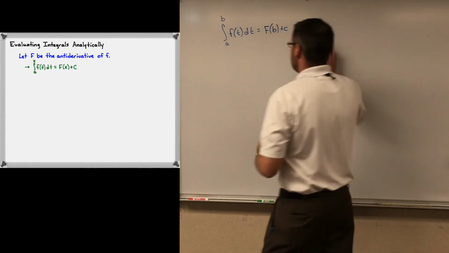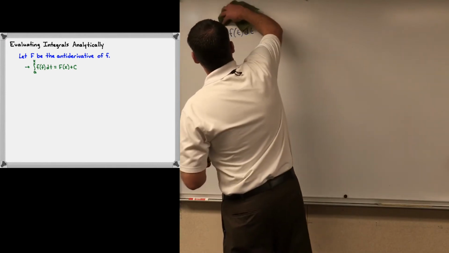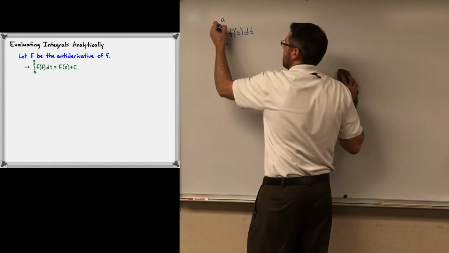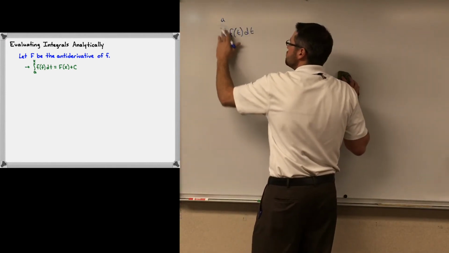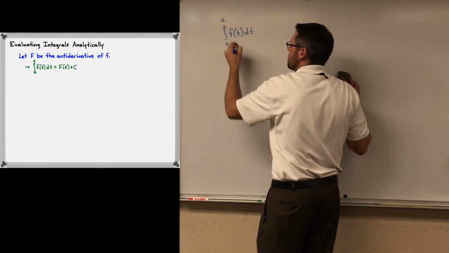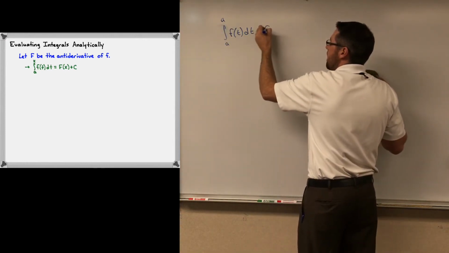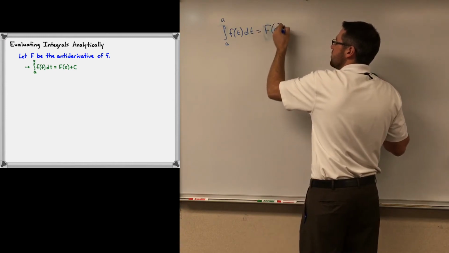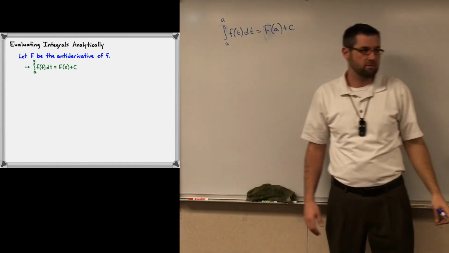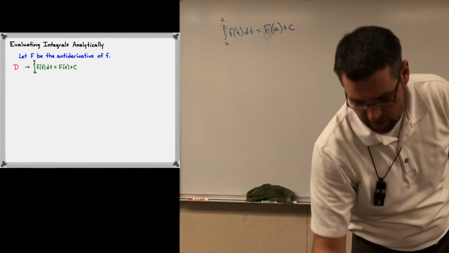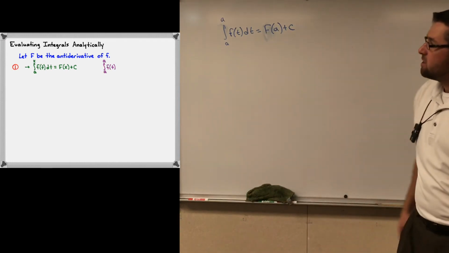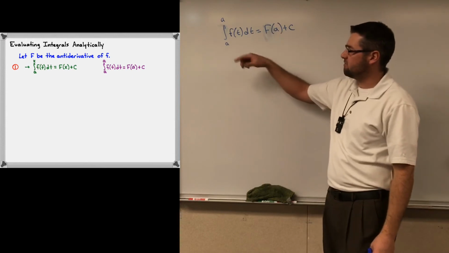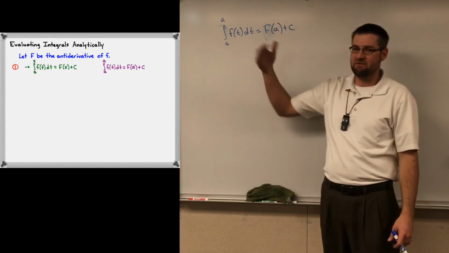Yeah. Okay. I'm going to take a step further. What if I replace it with a? What would that be equal to? Zero. True, but what would it be equal to based on what we just wrote? Capital F of a plus c. You guys okay with that? Okay, I wanted to make sure you understood that before I wrote it down. So the integral from a to a of f of t dt is equal to capital F of a plus c.